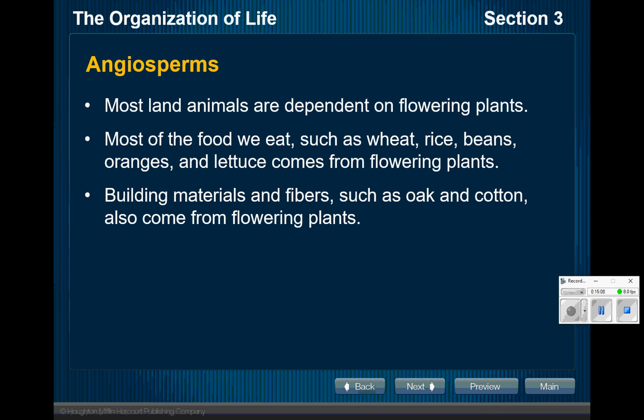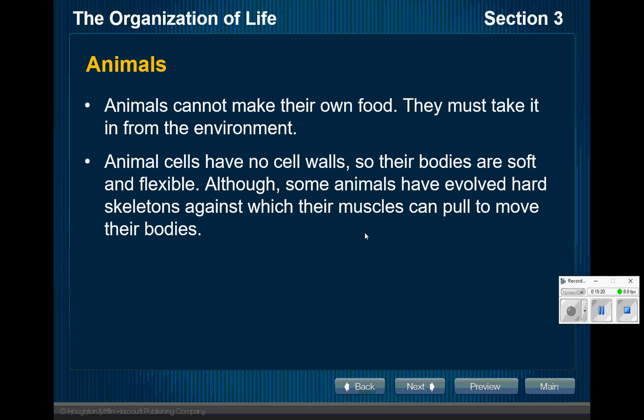Most land animals are dependent on these flowering plants to eat, such as wheat, rice, and beans, or for building materials, such as the fibers in the oak and the cotton. Animals cannot make their own food, so we call them heterotrophs because they must consume other things to get their food. So animals have no cell walls. That makes them different from many of the other classifications.